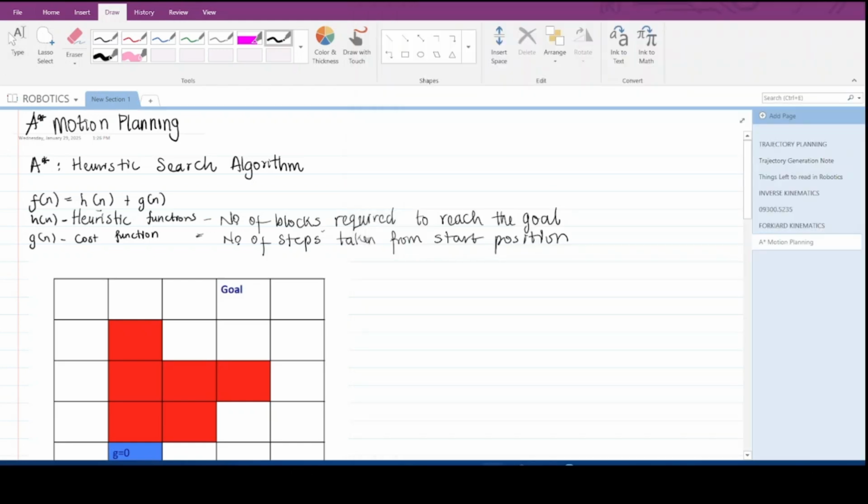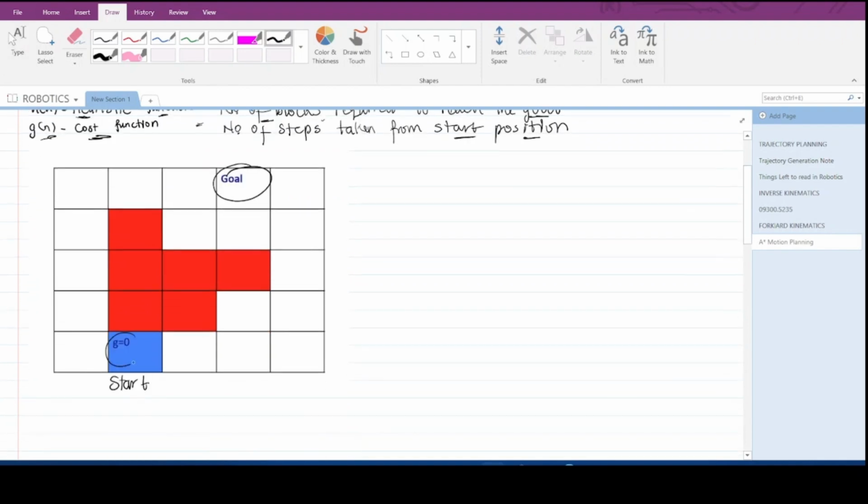We're going to be talking about the A-star motion planning. It's a heuristic search algorithm. This is the formula for it: f(n) = h(n) + g(n), whereby h(n) is the heuristic function, that is the number of blocks required to reach the goal. Here's our goal. While g(n) is the cost function, which is the number of steps taken from the start position. Where's our start position? Here. So this is our start position.